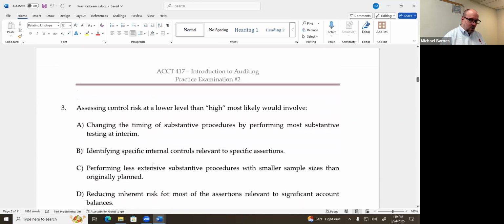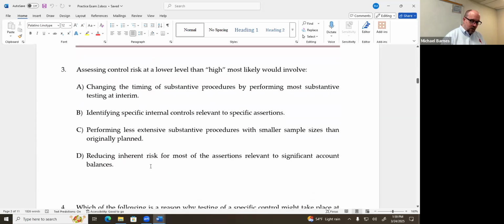Assessing control risk at a lower level than high most likely would involve what? Changing the timing of substantive procedures by performing most substantive procedures testing at interim. Is that correct? No, that has nothing to do with it. Changing the timing would actually provide less assurance, where we'd need to have more assurance in testing substantive procedures.